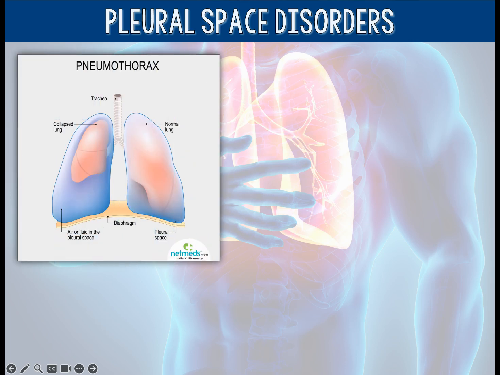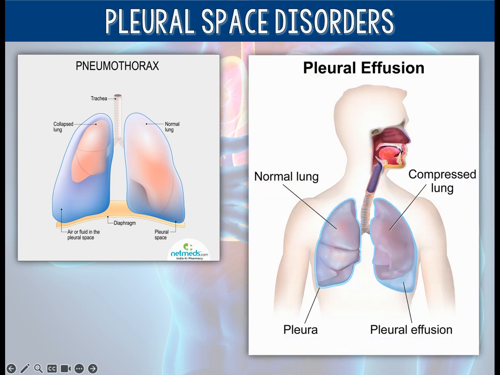Let's talk about two pleural space disorders, pneumothorax and pleural effusion. The difference between the two is that in the pneumothorax, there's air that's compressing the lungs, so the lungs can't expand. In pleural effusion, the lungs are collapsed because there's fluid in the pleural space.